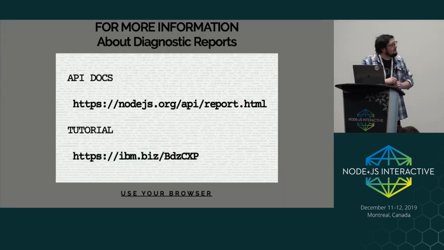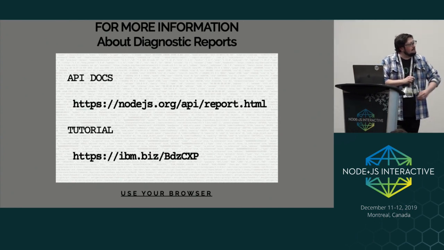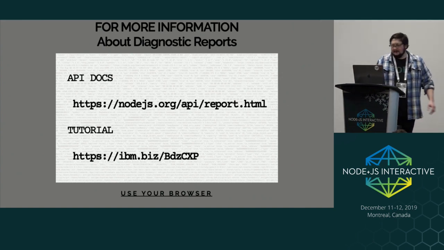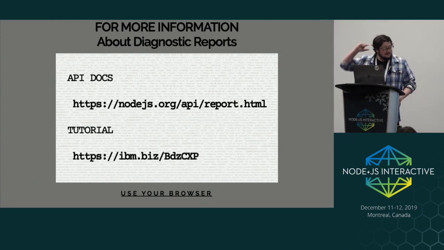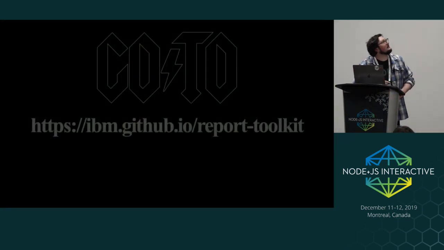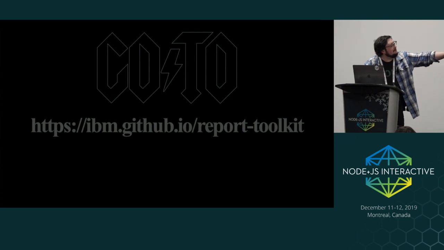If you want more information about diagnostic reports, it is in the lovely Node.js documentation. There's a tutorial written by Gireesh, who spoke about diagnostic reports yesterday, and also was the one who got this code into core. That tutorial is at developer.ibm.com. You can also, and I apologize, this is not very legible, find the documentation site for Report Toolkit at ibm.github.io/report-toolkit. I'll leave that up for a second, but it is an IBM project. I'm the only person working on it, but it is still an IBM project.